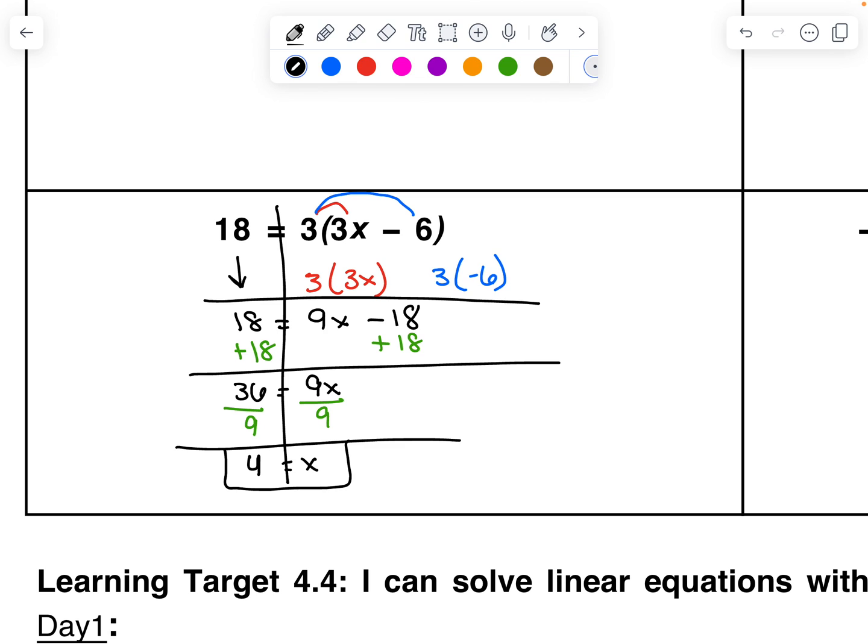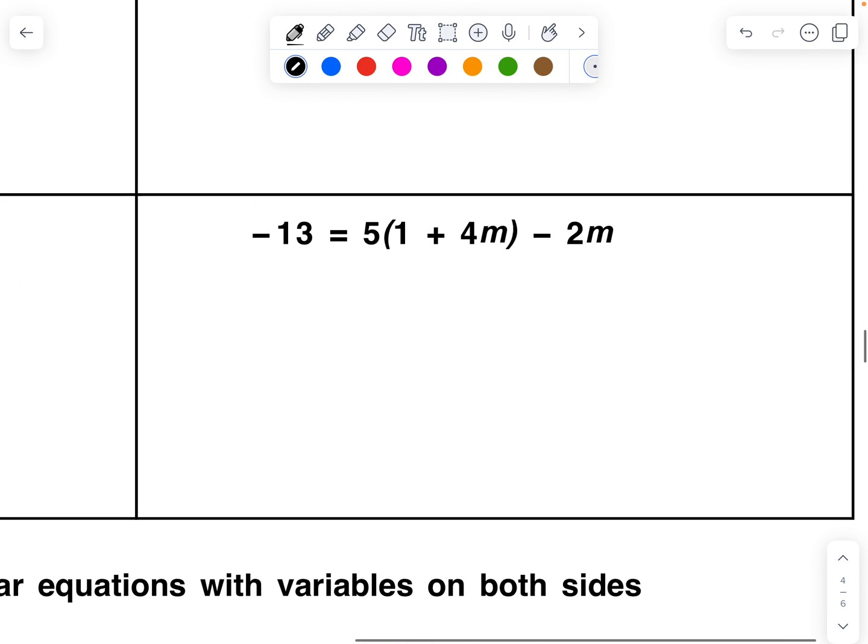Now this last one is like our first one. We're going to do all 4 steps. Okay? Good practice for us.